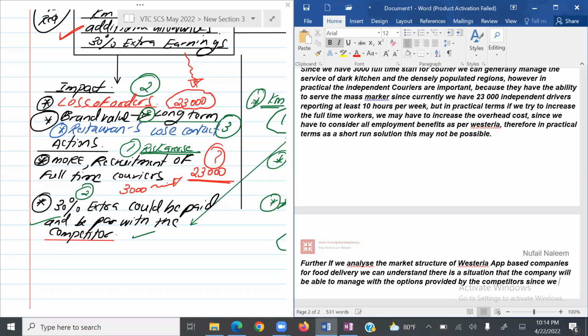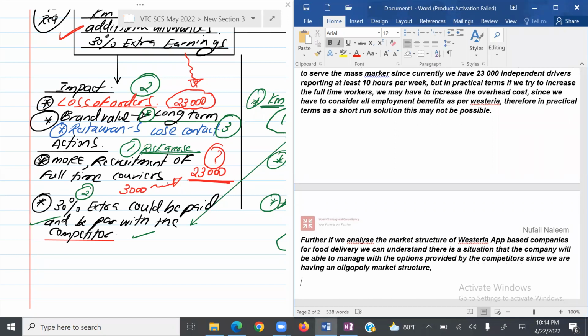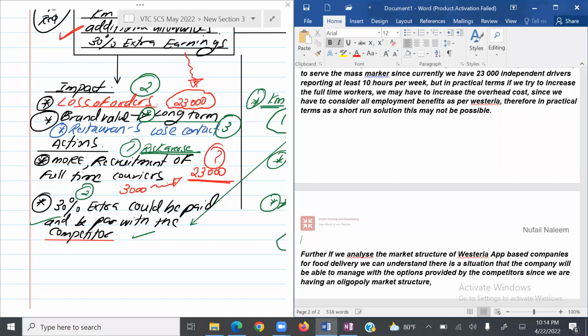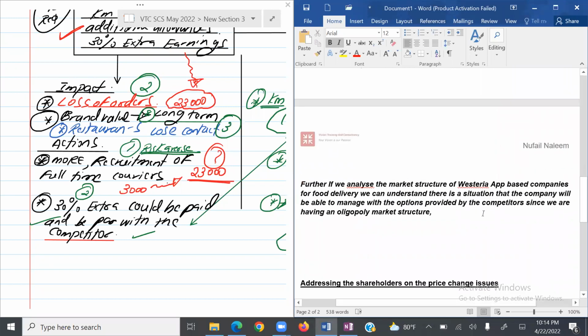Since we are having an oligopoly market structure. Get that point of view very clearly, students. We are having an oligopoly market structure. That is very clear. So I will further continue.